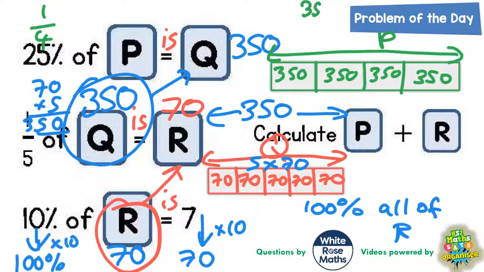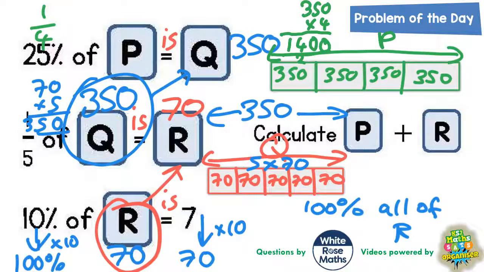So 350 times 4, let's see what that gives us. 4 nothings are nothing, 4 fives are 20, put the 0 in, carry the 2. 4 threes are 12, plus the 2 is 14. So it's 1,400. Now let's recap the main points.